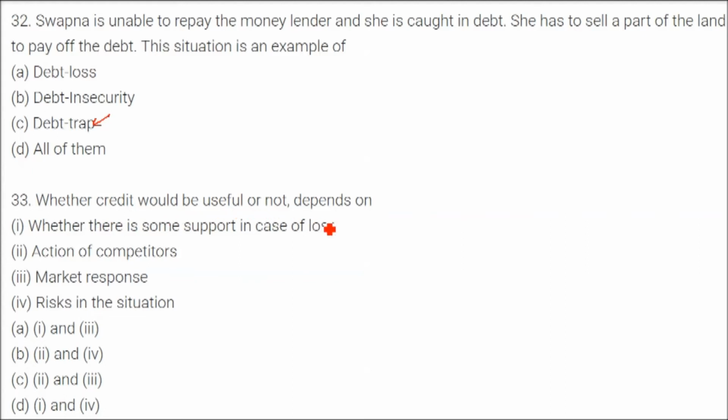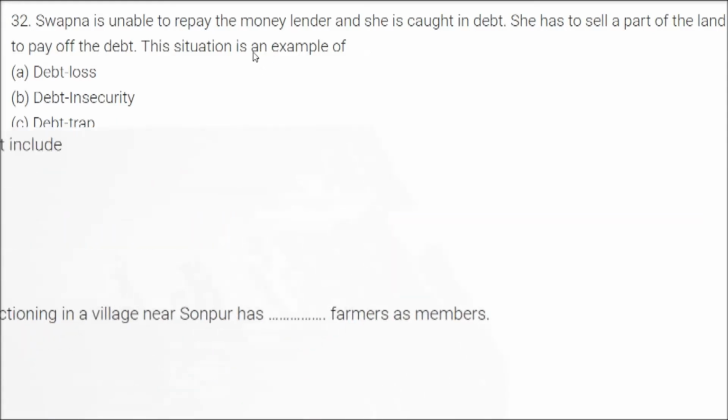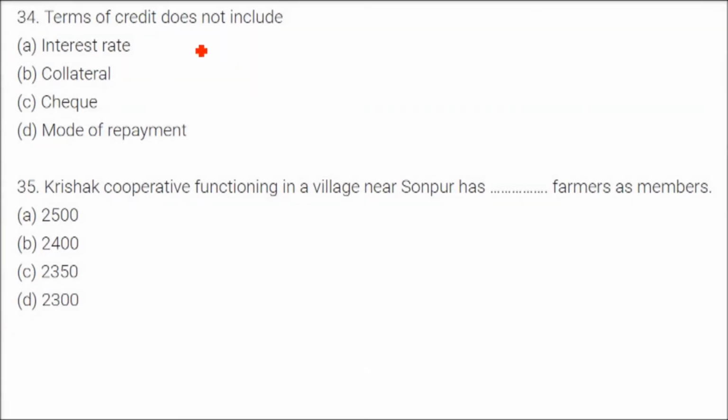Whether credit would be useful or not depends on whether there is some support in case of loss, and then we have risk in the situation. So D is the answer. Terms of credit does not include check.